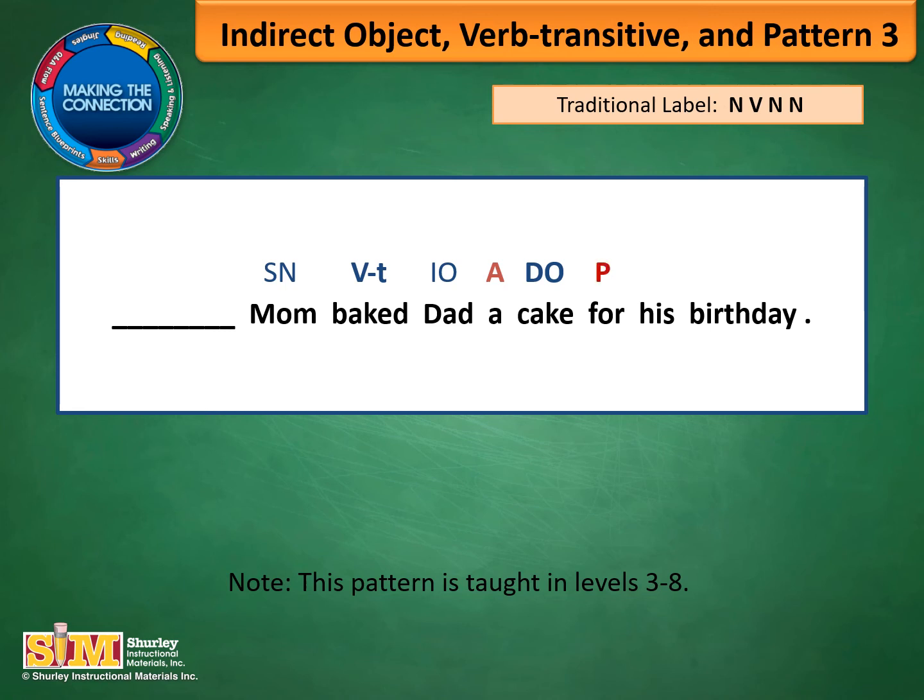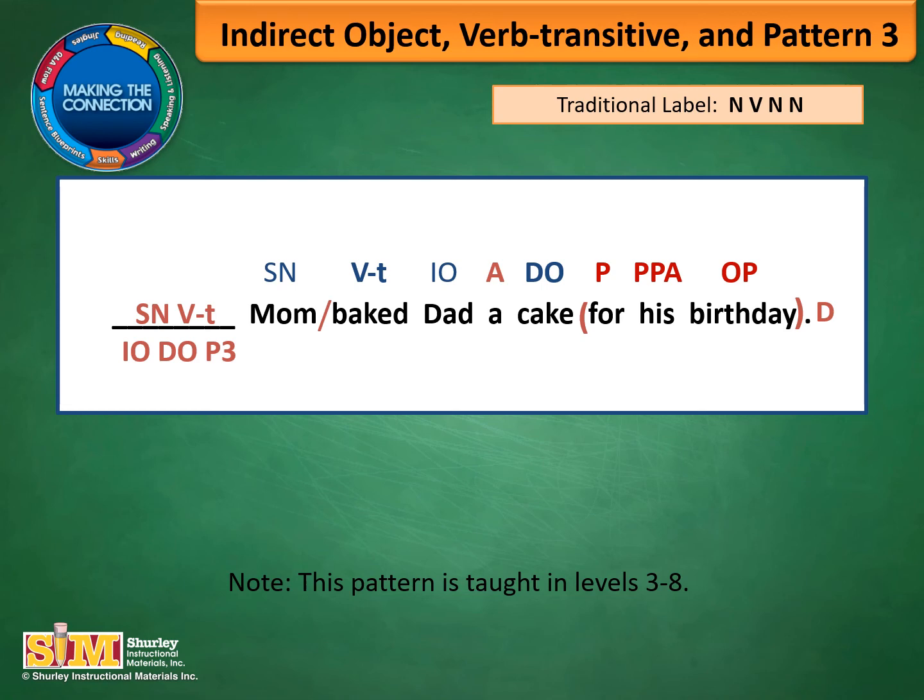Preposition. For what? Birthday. Object of the preposition. Whose birthday? His. Possessive pronoun adjective. Subject, noun, verb transitive, indirect object, direct object, pattern 3, skill check. For his birthday, prepositional phrase. Period, statement, declarative sentence. Go back to the verb.